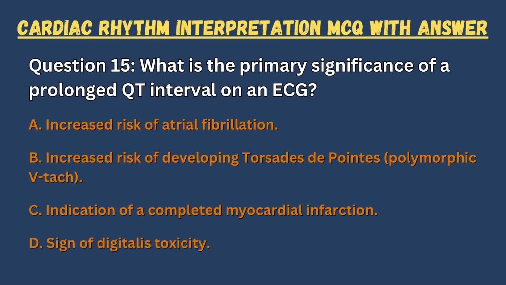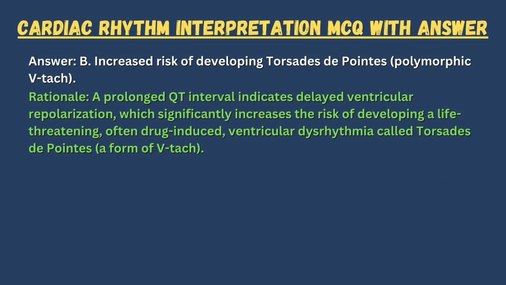Question 15. What is the primary significance of a prolonged QT interval on an ECG? A. Increased risk of atrial fibrillation. B. Increased risk of developing torsades de pointes, polymorphic V-Tach. C. Indication of a completed myocardial infarction. D. Sign of digitalis toxicity. Answer. B. Increased risk of developing torsades de pointes, polymorphic V-Tach.